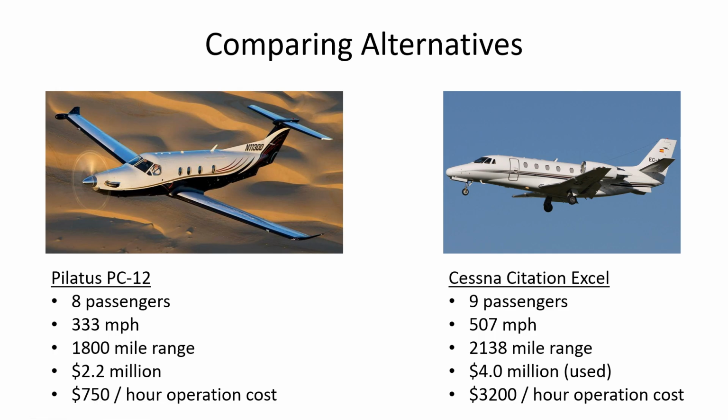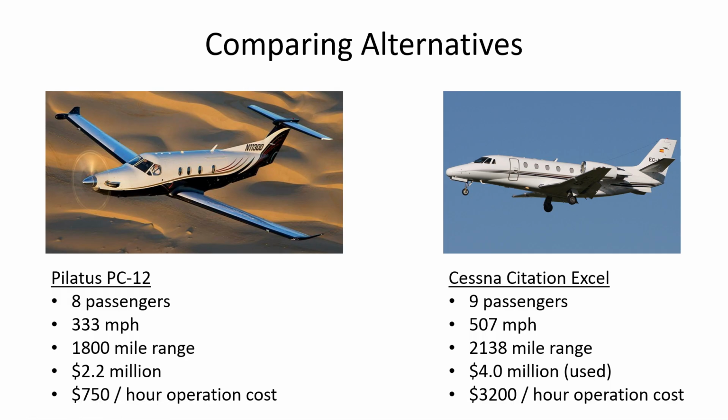The Pilatus PC-12 is a Swiss single-engine turboprop, which you can see has a cost of $2.2 million when new. And what I flew on when I went down to Texas with my dad for a barbecue was a Cessna Citation II, which was a predecessor of the Cessna Citation XL. Nowadays, you can get a Cessna Citation XL. I found a listing online. It was $4 million for the used aircraft. And its operation costs are way higher as well for the jet compared to the turboprop.